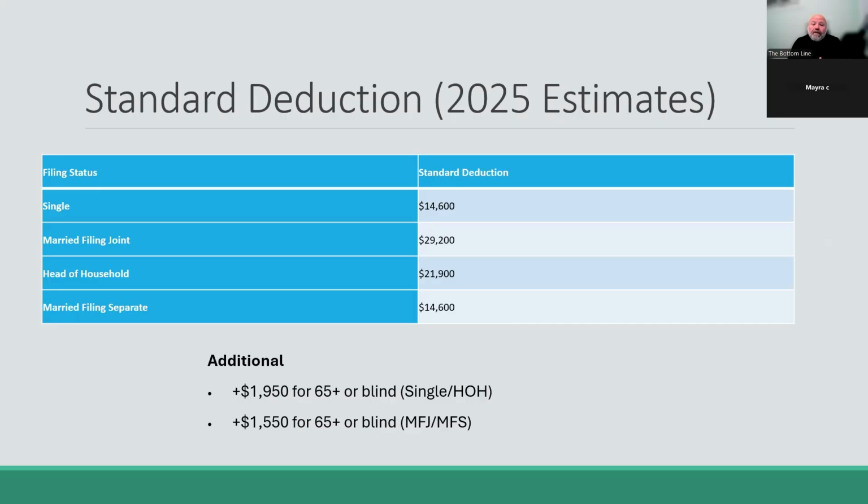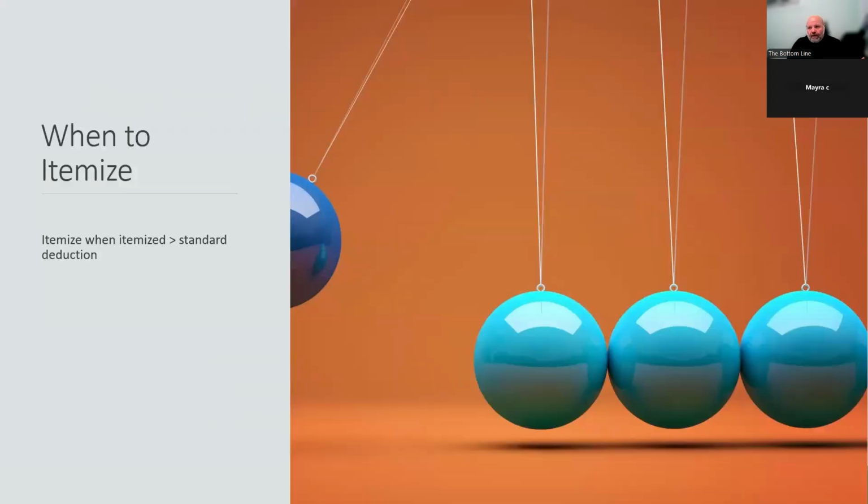So if you are blind or over 65, there's an additional $1,950 for either of those. And if you're 65 and married filing jointly or married filing separate, each taxpayer would get an additional $1,550. So these are your standard deductions. So you can either take a standard deduction or we can itemize.